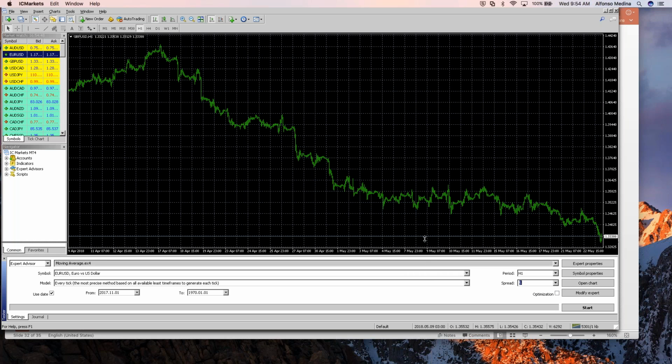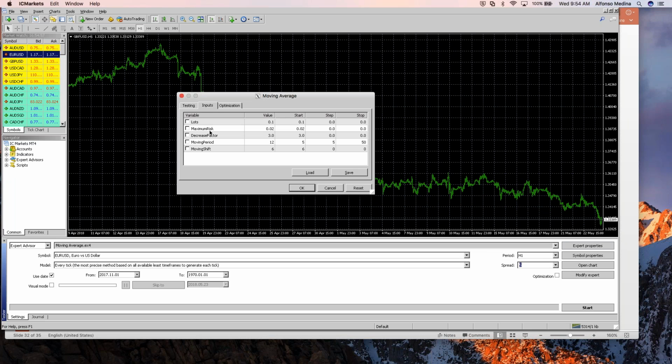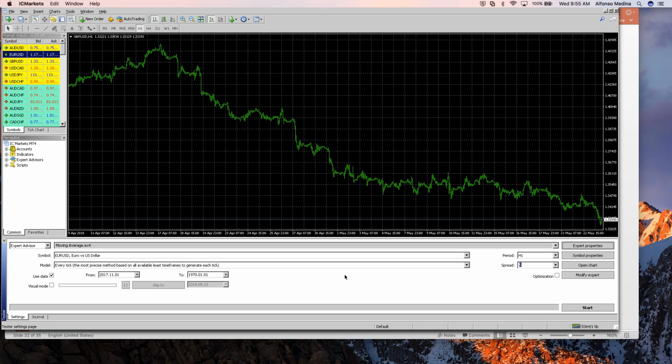Let's bring this a little bit up. Okay, so now if we go to export properties, this is where we're going to see the parameters. Here we see that it's based on a moving period of 12 with a moving shift of 6. So we hit OK, and then if we hit visual mode, here's where we're going to be able to see how it is going graphically.